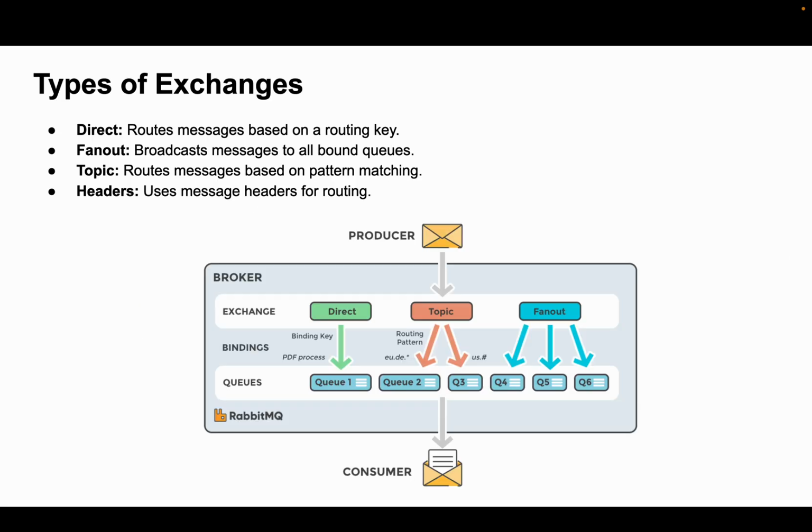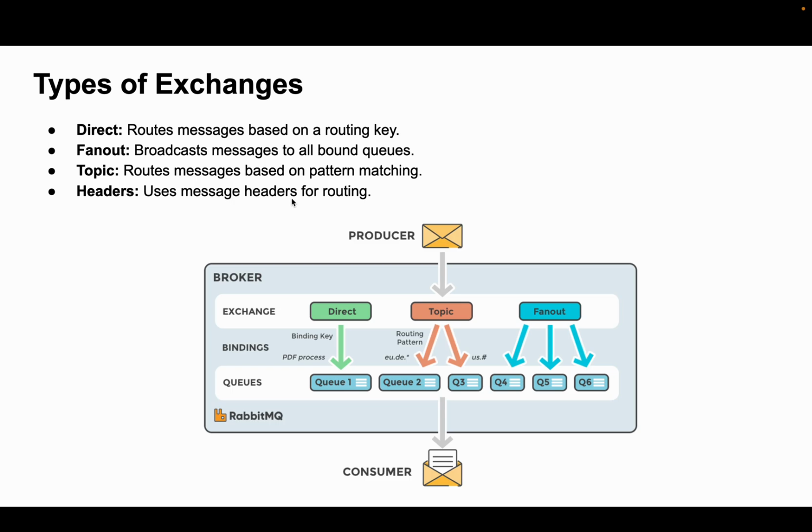So yeah, now let's try to understand what are the types of exchanges RabbitMQ provides us. It has 4 types of exchanges. One is direct, which helps us route messages based on a routing key. Then we have fanout, which broadcasts messages to all bound queues. Then we have topic-based exchange, which routes messages based on pattern matching. And then we have headers, which uses headers.